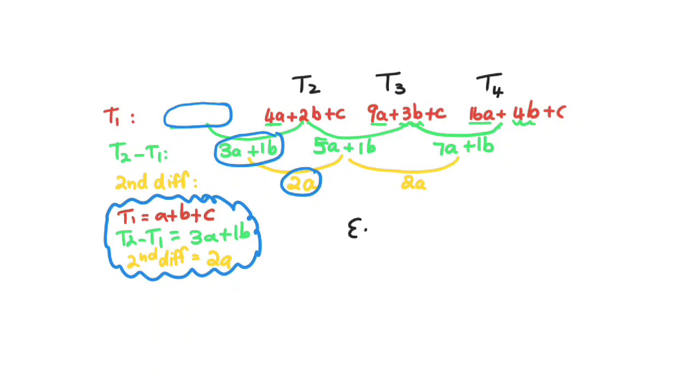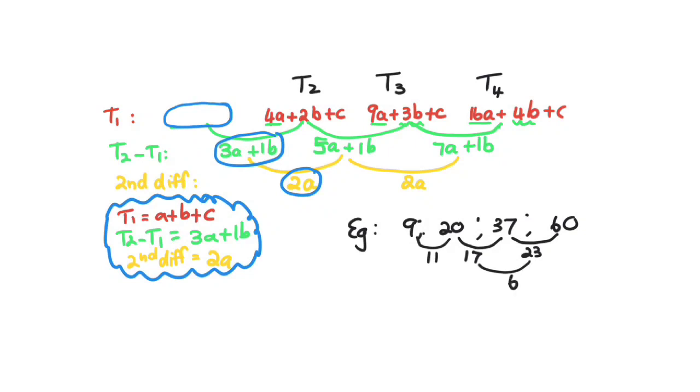The number pattern is going to be 9, 20, 37, and let's say 60. Okay, what you do is exactly what we did up here. You're first going to determine the first differences. That's 23, that is 17, and that is 11. Now you determine the second differences. That is 6, and that is 6. Okay, now you highlight the ones you want. You are going to work with the 9 and the 11 and the 6.